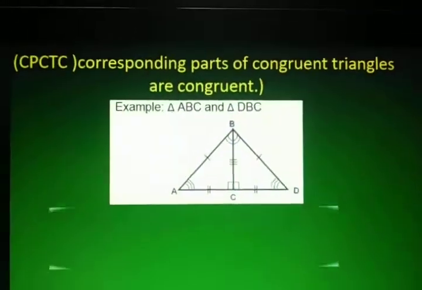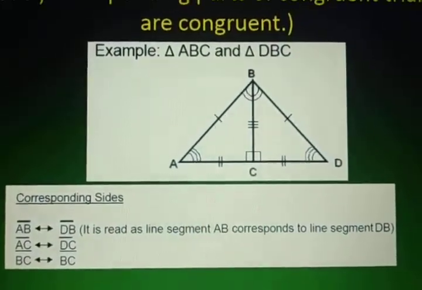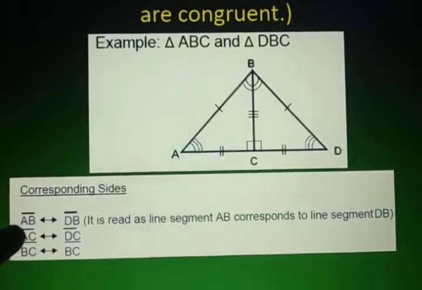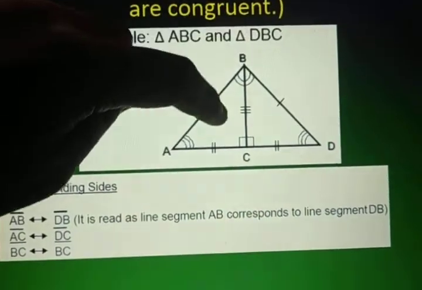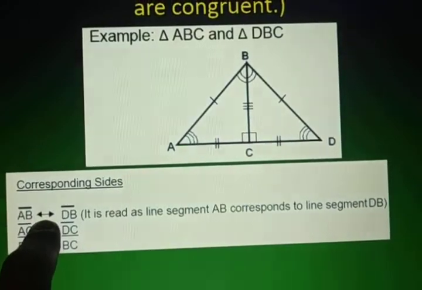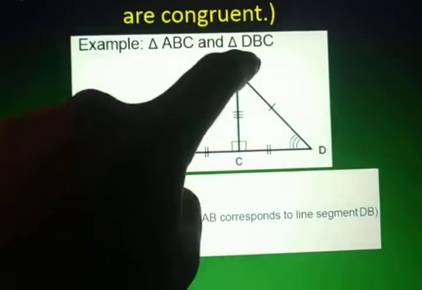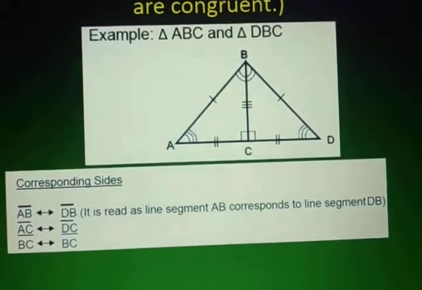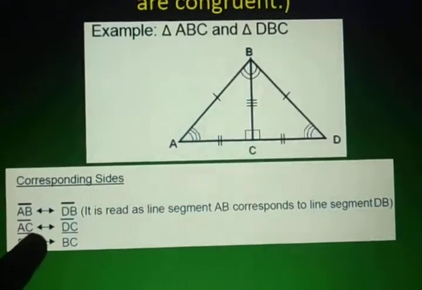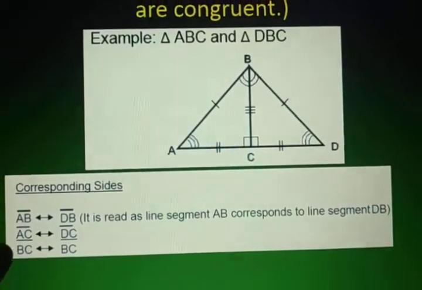Let's start with the first one. We have the corresponding sides. When we write sides, we should put a line segment symbol on top. Line segment AB, which has a mark, corresponds, with a double-headed arrow in both directions, to DB. AB corresponds with DB. You get how they correspond because they both have one mark. It is read as line segment AB corresponds to line segment DB.